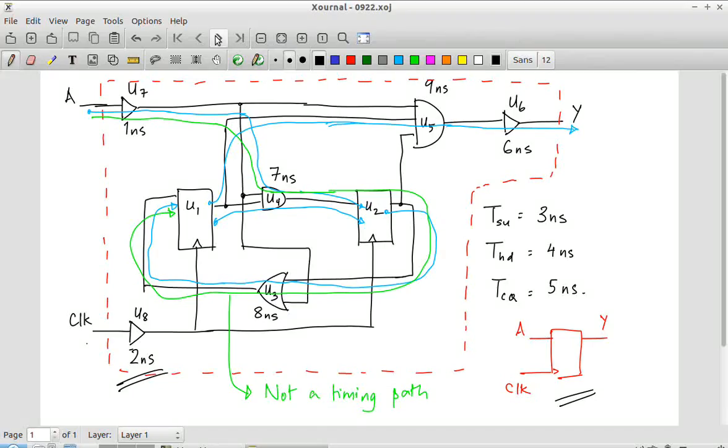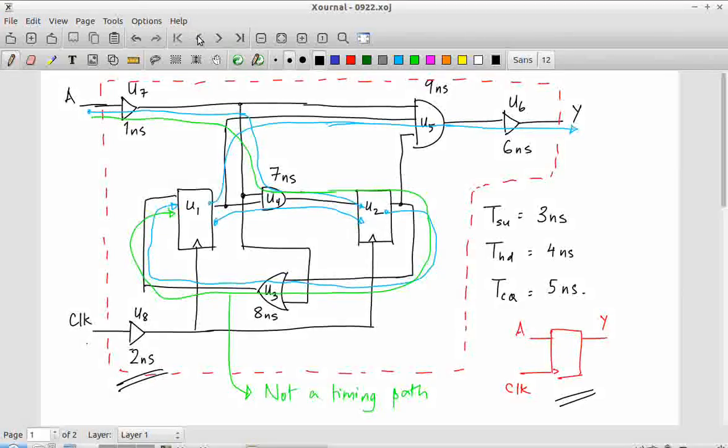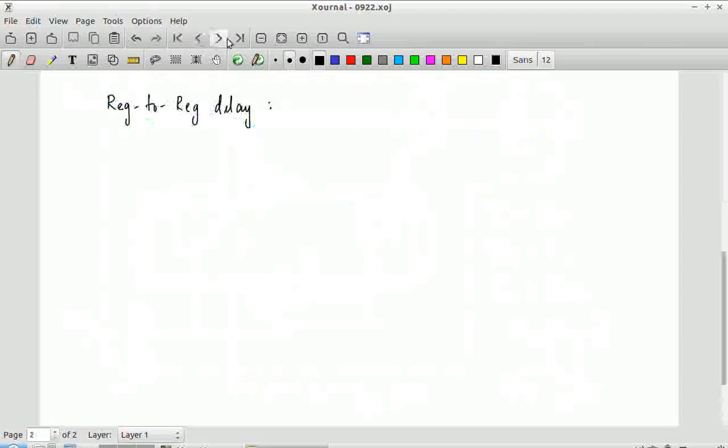Alright, so this was the example that we considered yesterday. We found the delay from register to register. In this case, there are two paths. One is from U1 through U4 to U2, and the other one is from U2 through U3 to U1. Out of those, the more stringent condition, the tighter condition, is given by U2, U3, U1.